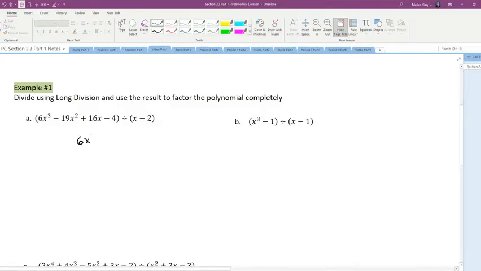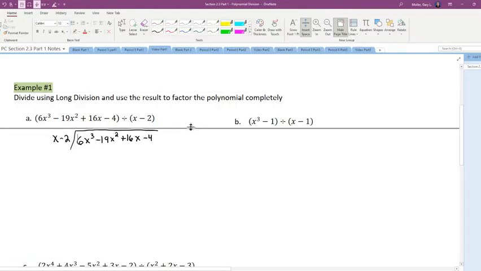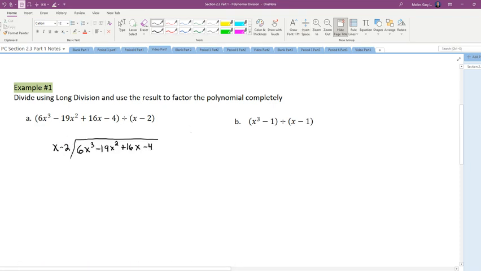I'm going to divide 6x cubed minus 19x squared, 16x minus 4. And I'm going to divide that by x minus 2. So I'm setting this up exactly like I would have with the numbers. And now I'm going to do a variation of what I just did. Now, instead of asking myself how close we can get to the number like we did before, what I'm going to really do is ask myself, what do I need to multiply?